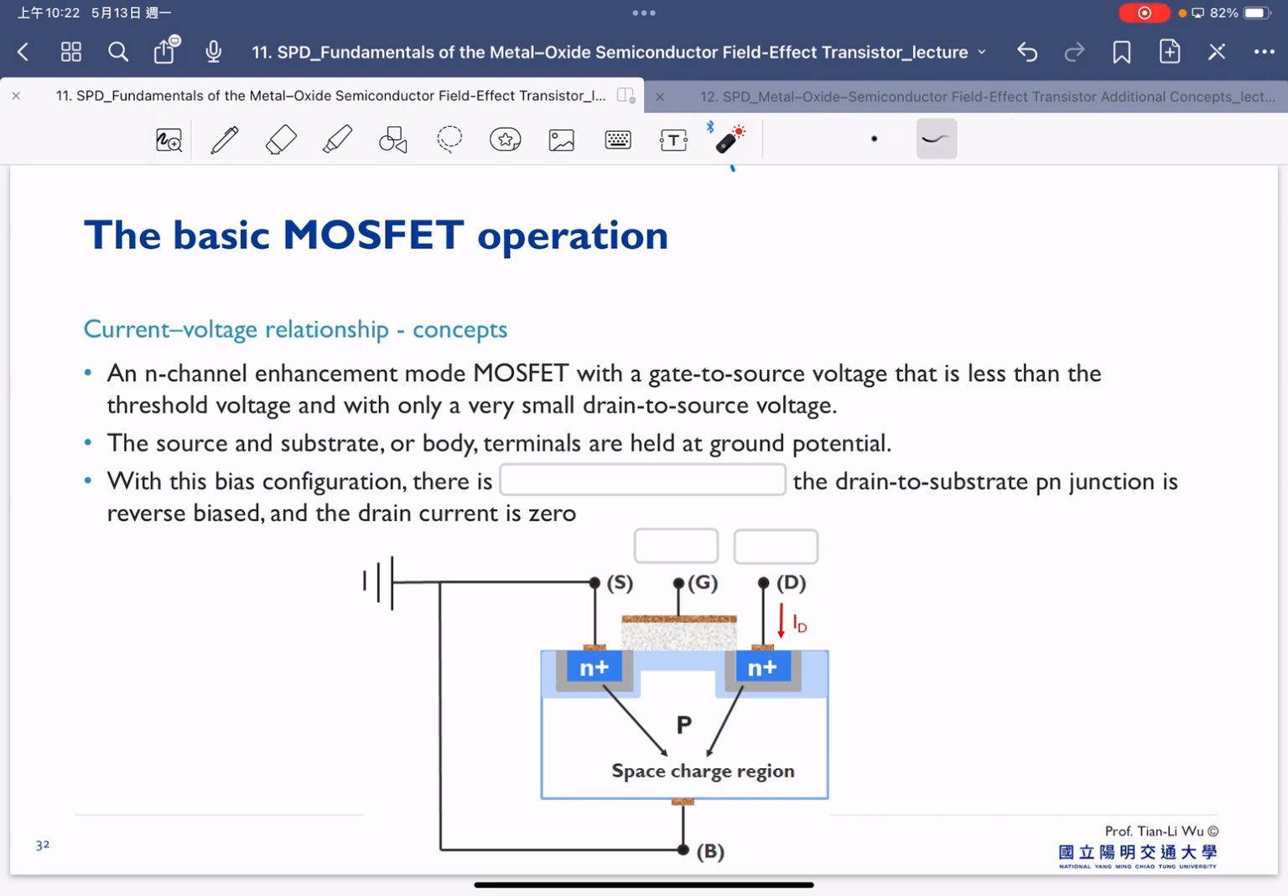Fortunately, we always prefer to ground the source, setting it to 0, and we also always prefer to ground the substrate. The MOSFET is a 3-terminal device, but sometimes we can consider it 4-terminal as well, because you can also apply a bias from the body, the substrate side. But in most cases, we will always connect this to ground. Therefore, what we need to be concerned with is only the impact from the gate and drain bias. So in the first stage, we consider the case where our VG is smaller than our threshold voltage.